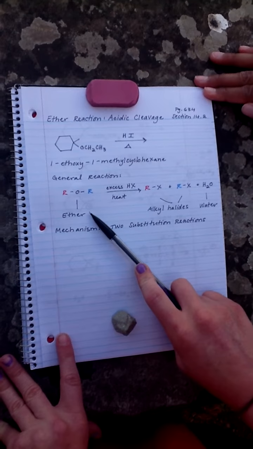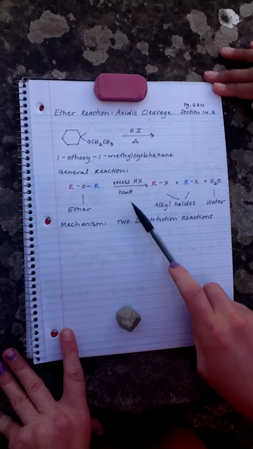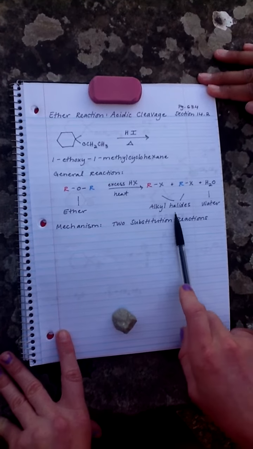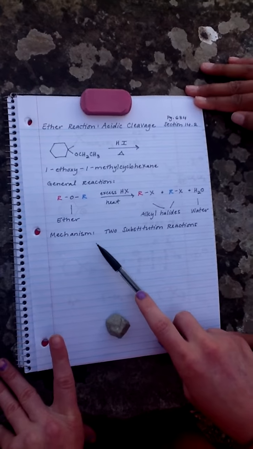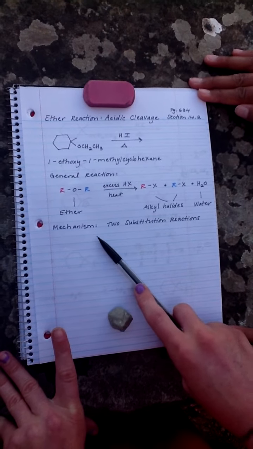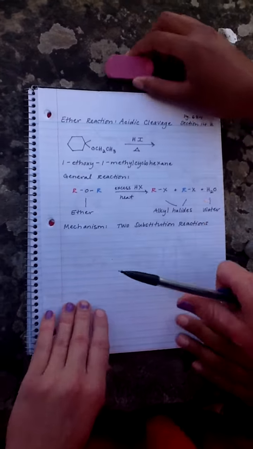The general reaction for ethers goes like this. We have our ether, and then we have excess HX with heat, and then this gives us 2 alkyl halides plus water. And in this mechanism, there's going to be 2 substitution reactions, and Sam and Simone are going to walk you through those.